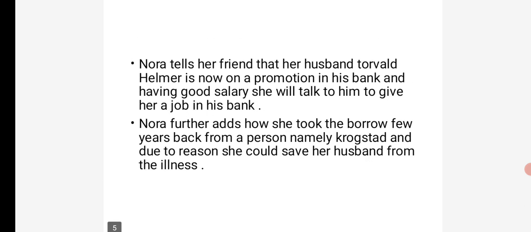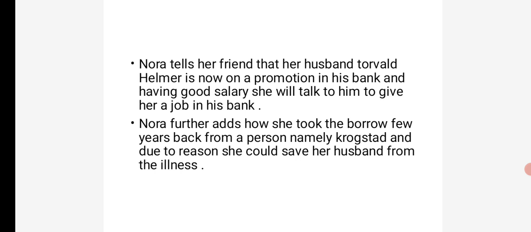So basically what happens here is that Nora's husband Torvald Helmer was very sick in the past years, and the doctor suggested to Nora that she should take her husband to a country like Italy, and if she took her husband there, then his illness would be removed and he would recover soon.